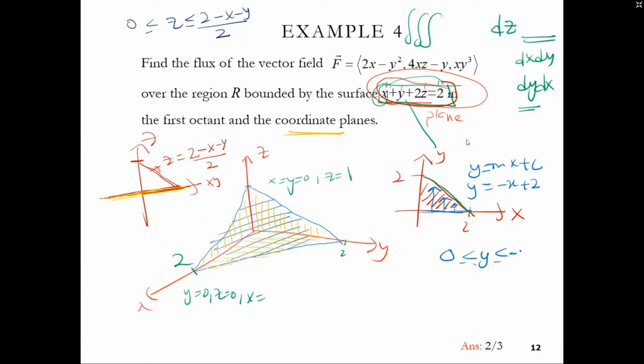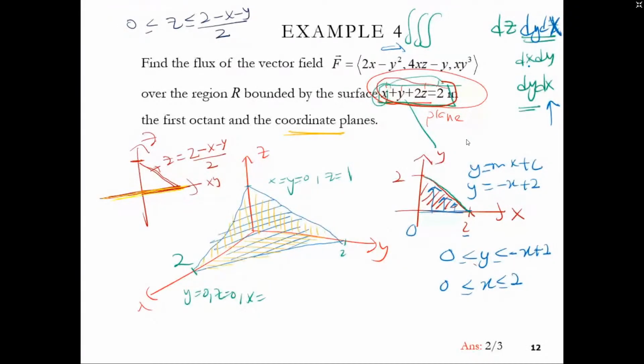So your upper limit for y is negative x plus 2, while for x, the last one, remember the last one is always a number, just take the number 0 until 2. Okay, so those are the 3 limits for x, y, z that you need to substitute here. So here after z, I proceed with y and then x.